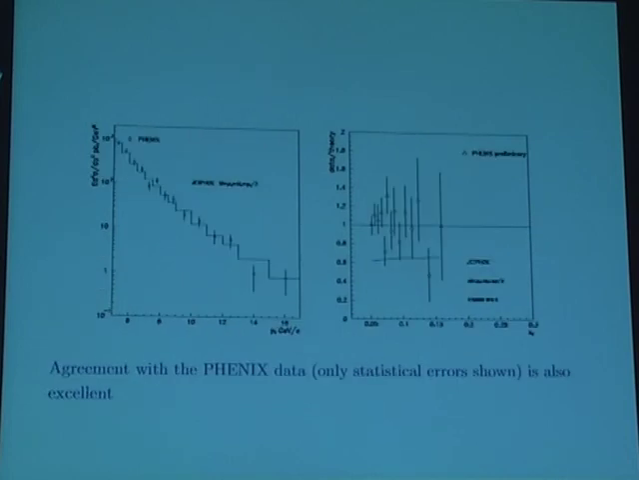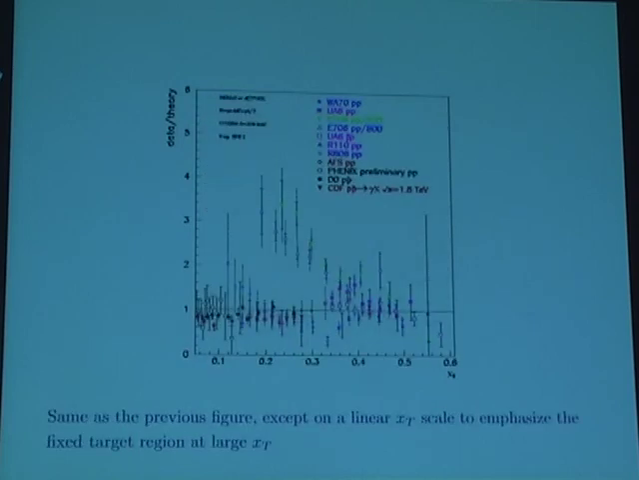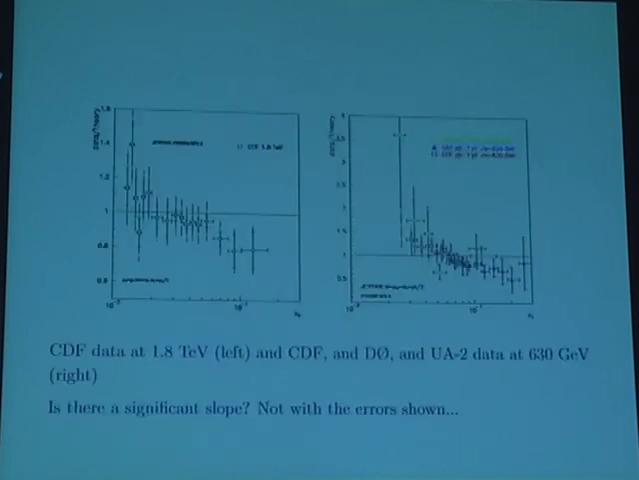There's the Phoenix data, agreement is good. Here's a compilation that shows collider data, the new D0 data. Here's the Phoenix data. The agreement looks to be good. Here's the fixed target range where, again, I've pointed out that one really needs to include resummation effects to make this plot look better.